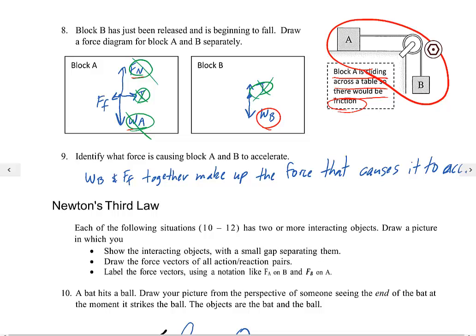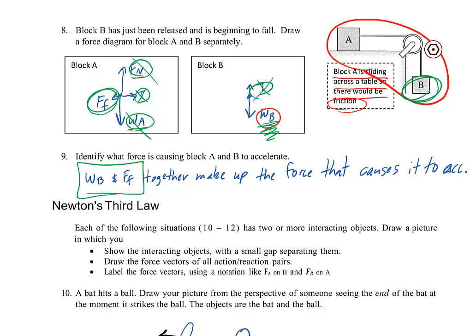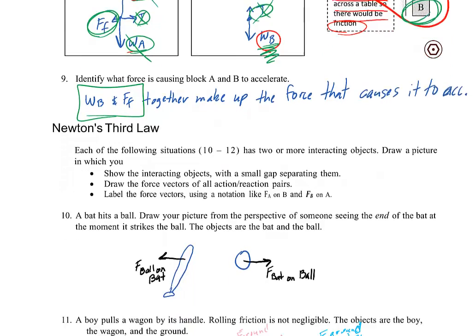and don't cause acceleration. So the only forces that are affecting the acceleration is the weight of object B pulling down and friction resisting that motion. So B is causing the acceleration, A is resisting, so both of them together are going to cause the net force that will cause mass A and B to accelerate.